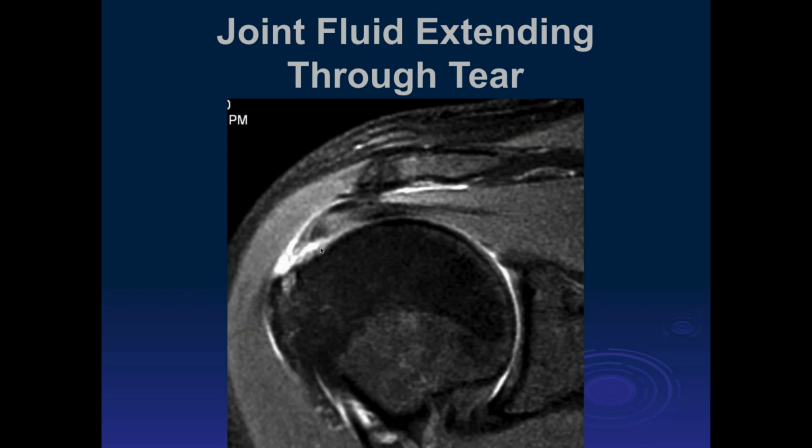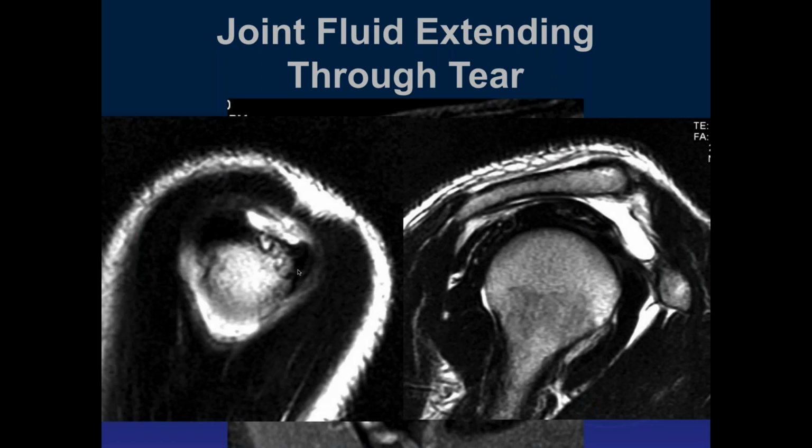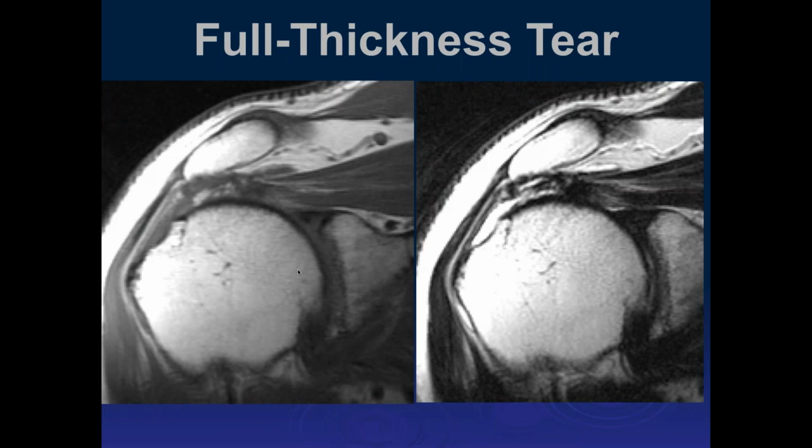And we can just see joint fluid going through a tear into the subacromial subdeltoid bursa, typical of a full thickness tear. And here we can just see it on the sagittal images, the tear and then the fluid in the subacromial subdeltoid bursa. And here's kind of a chronic full thickness tear where we can see proximal retraction of the tendon.